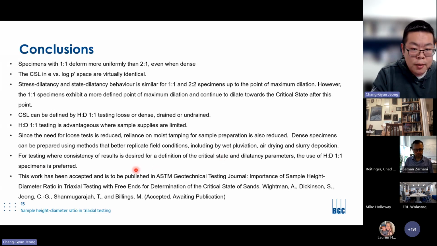And all this work is written down and shared within the community and has been accepted. And this will be published in the ASTM Geotechnical Testing Journal soon. This work has been done with Adrian, Simon, within the team, me, Tava, and Mike, and also other lab staff. Thank you for your attention.